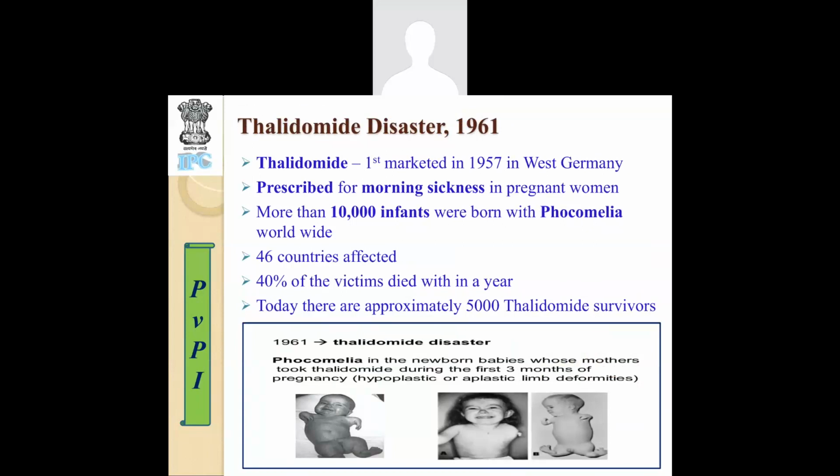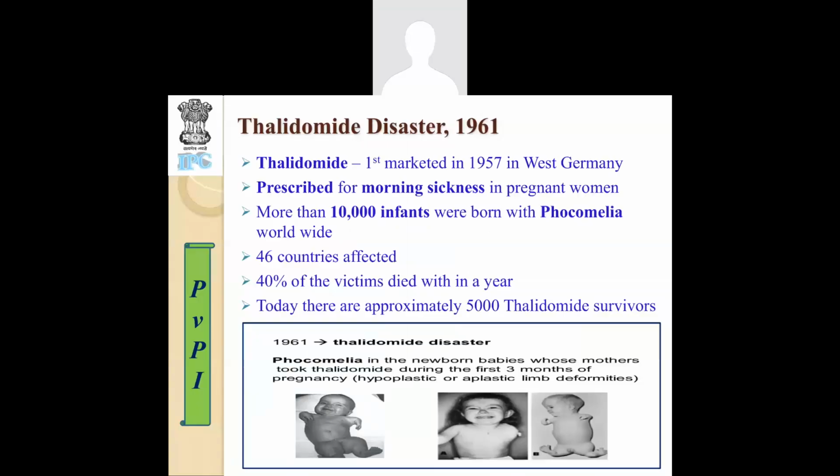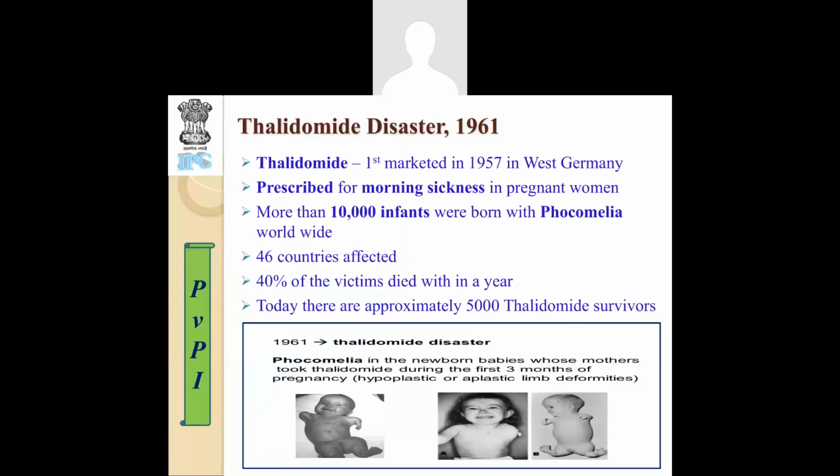There were 10,000 babies born abnormal, a condition we call phocomelia, worldwide. Phocomelia is nothing but abnormal formation of the limbs, maybe the upper limbs or both upper and lower limbs. 46 countries were affected during that. Of the phocomelia victims, 40% died within a year.